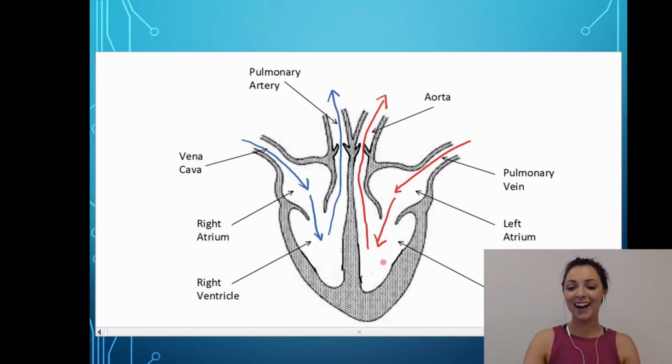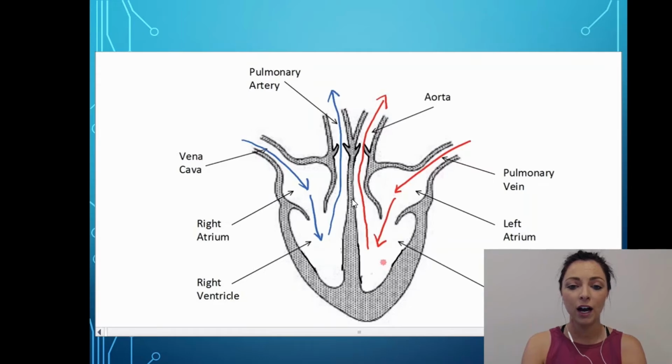Okay, so you have your pulmonary artery up here at the top. You can see blood is coming in from the vena cava, down through the right atrium into the right ventricle, and then out through the pulmonary artery. On the other side, you have blood coming in from the pulmonary vein, hitting into the left atrium, because remember, blood always enters via atria, down through the left ventricle, and then pushes back up through the aorta.